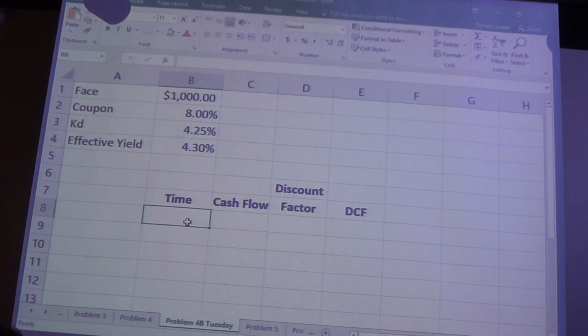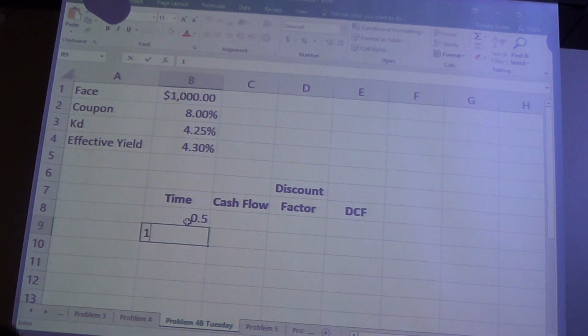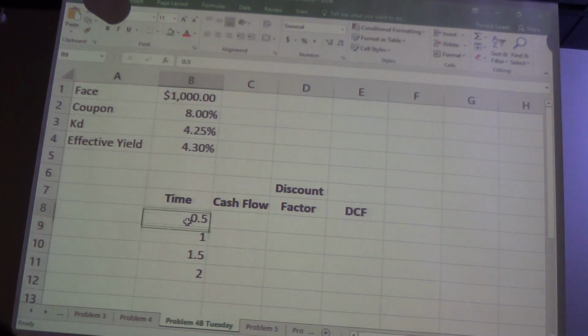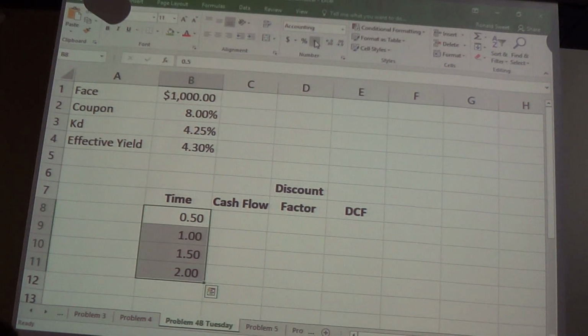All right, so time is what? It's a 2-year bond, so you're gonna get something in 6 months, something in a year, something in 18 months, and something in 2 years. All right, so again, don't get that confused with the cost benefit analysis. We're using 0.5, 1.5, and 2.5. Here you have every 0.5 you need.